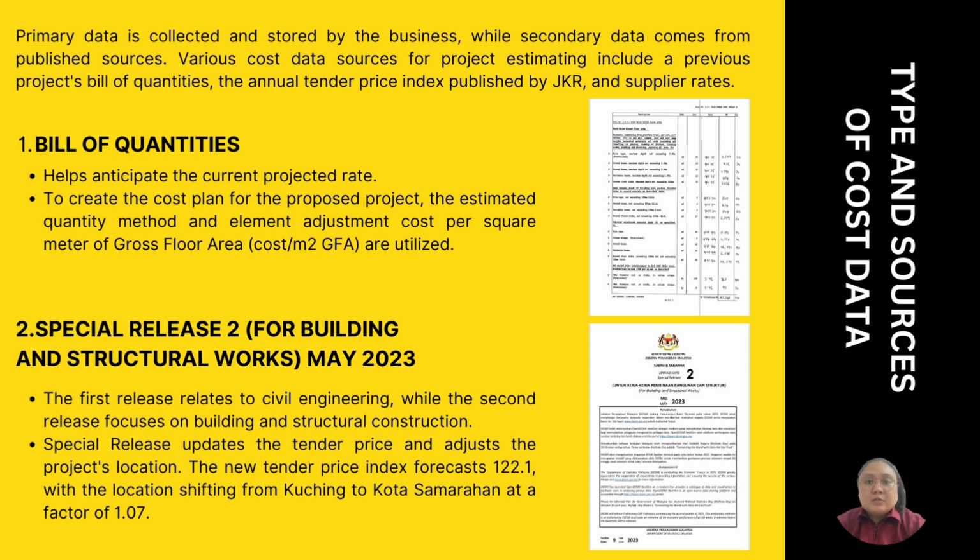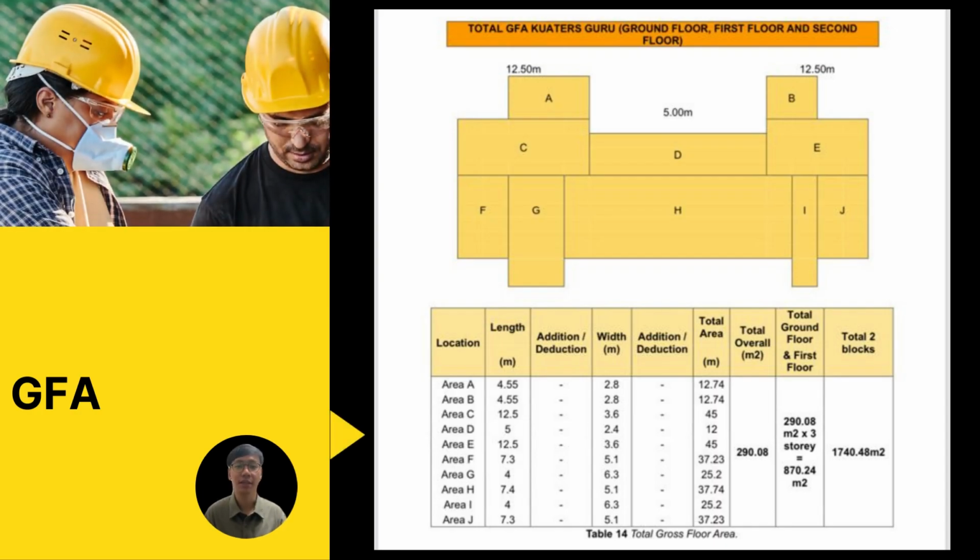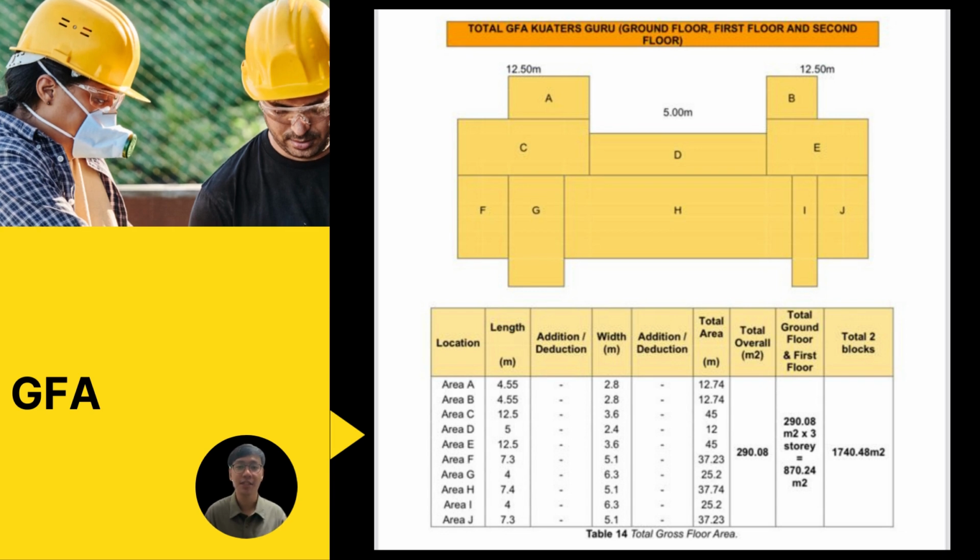Next is special release 2. In this project, the new price index forecast is 122.1 and the locality changed from Kuching to Kota Samarahan at a factor of 1.0. The GFA of Quarters Guru that we have calculated: this building is a 3-story building and consists of 2 blocks. The total for one floor only is 290.08, which is then multiplied by 3 stories and 2 blocks. The total GFA for Quarters Guru is 1740.48 square meters.